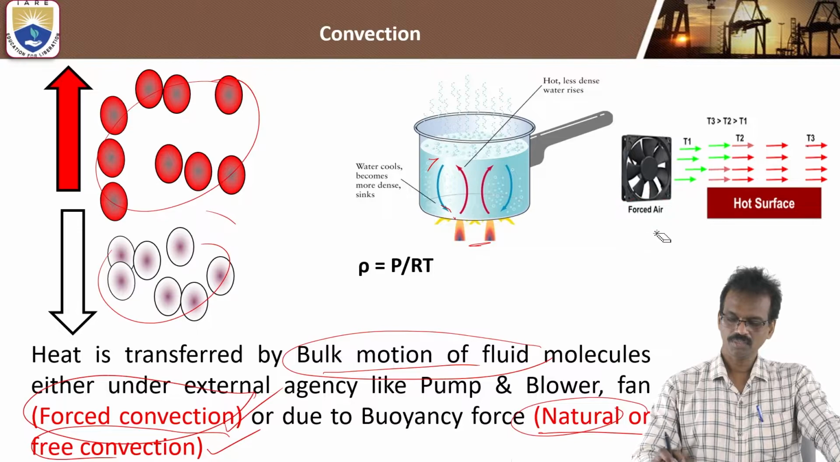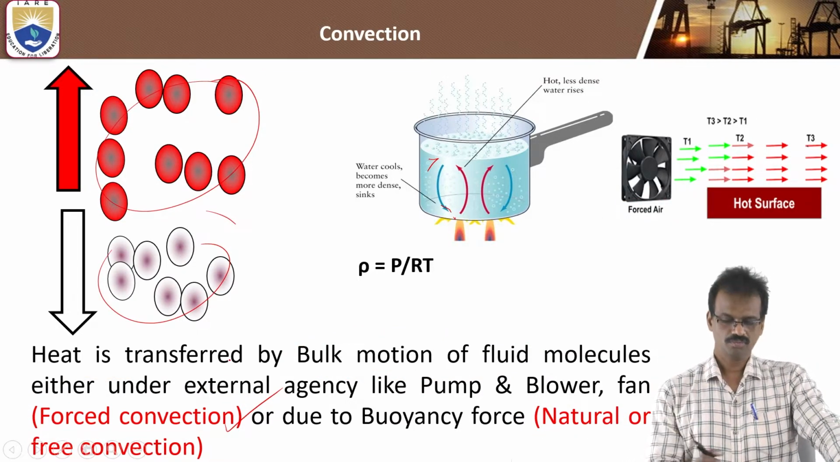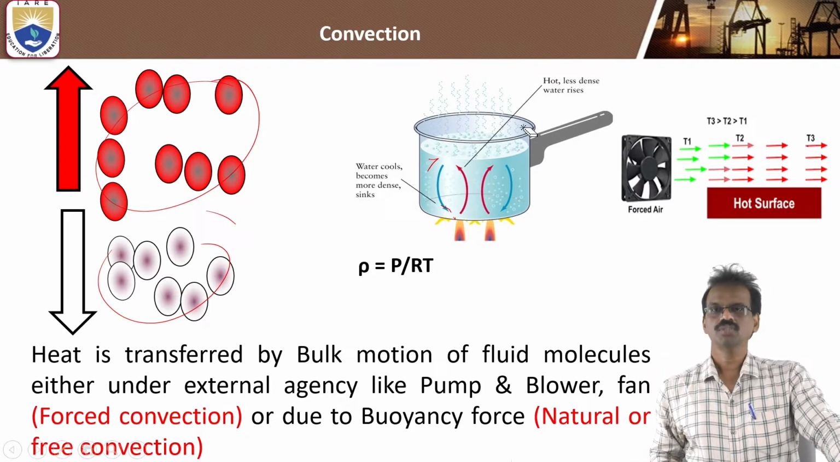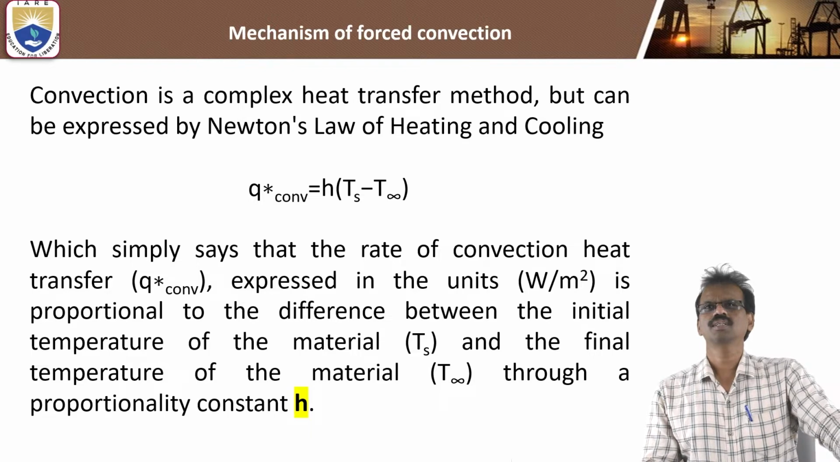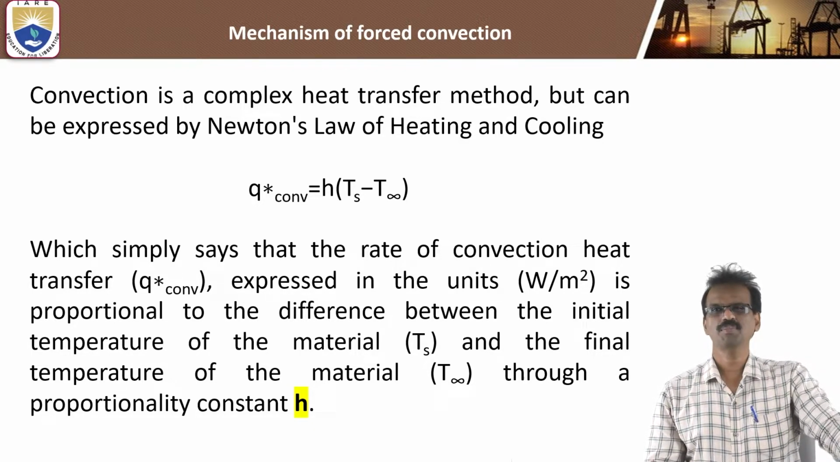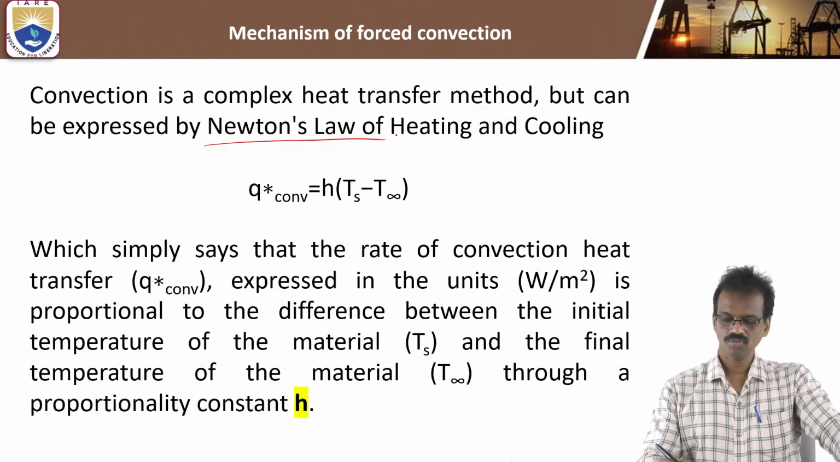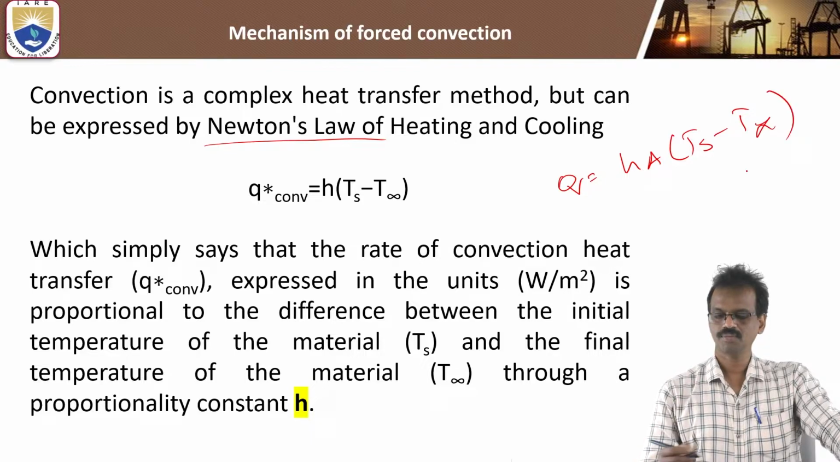So these are the types of convection. Okay. Now we'll see the convection. The mathematical formula for convection is given by Newton's law. According to Newton's law, we know that heat flux or rate of heat transfer is equal to hA into (Ts minus T infinity).